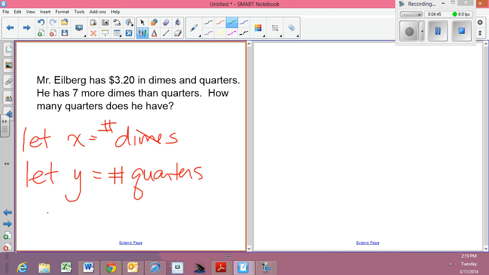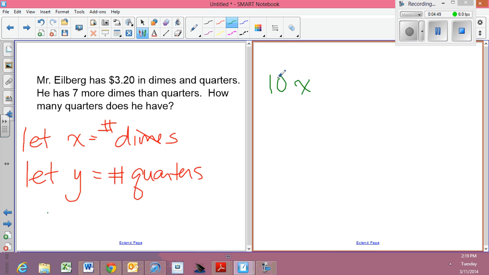Anytime you're talking about the value of the coin, you have to take the number of coins and multiply it by the value of that coin. So if I have x number of dimes, that's equal to 10x cents. And if I have y quarters, that's equal to 25y cents. So the sum of that value of the dimes and the quarters is equal to 320. Same as in the last problem, I've kept all my money units consistent.